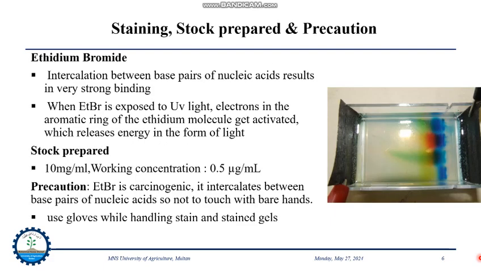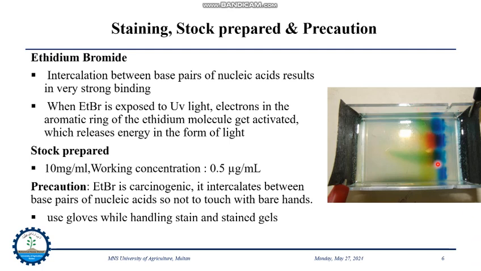Next, staining is important to see your sample movement. Stock preparation and precautions: ethidium bromide intercalates between the base pairs of nucleic acid, resulting in very strong binding. When ethidium bromide is exposed to ultraviolet light, electrons in the aromatic rings of the ethidium bromide molecule are activated, and the electrons release energy in the form of light.